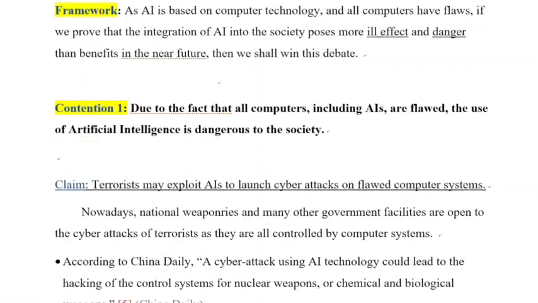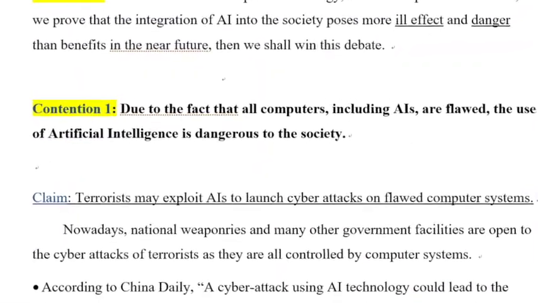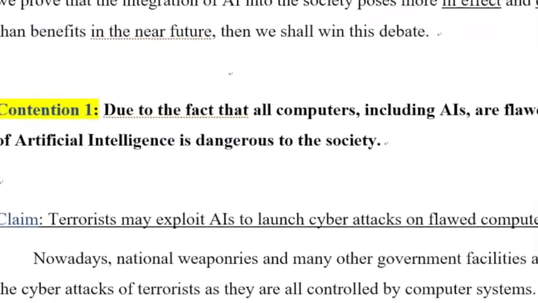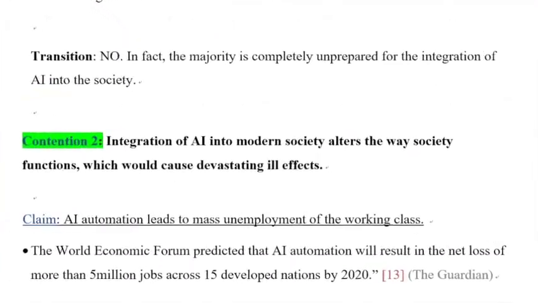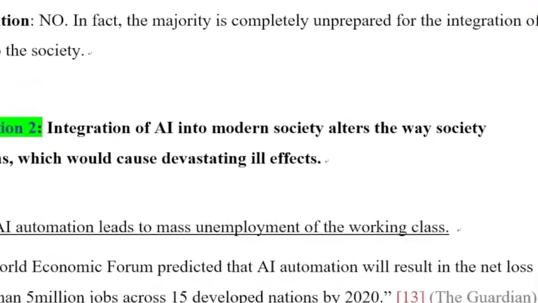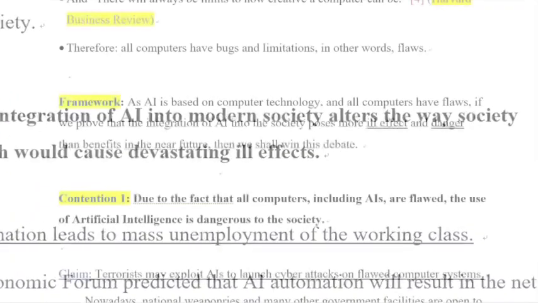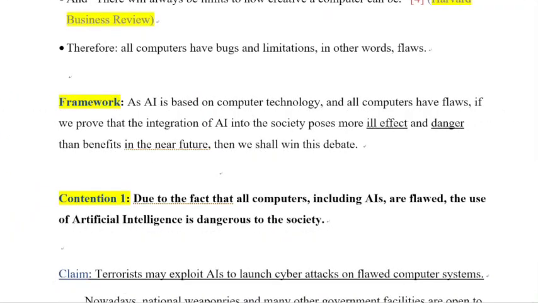So basically the first contention is talking about the potential dangers to society by AI, and the second contention is the immediate effects of the implementation of AI. And note that this also corresponds to their framework, which says that the integration of AI into the society poses more ill effect and danger than benefits. And their ill effect corresponds to the second contention, and danger corresponds to the first contention.